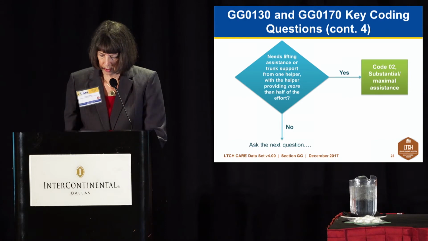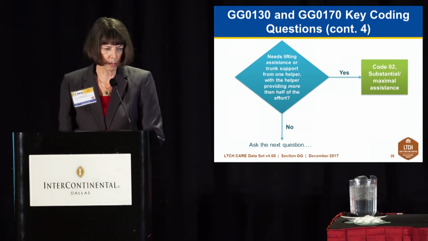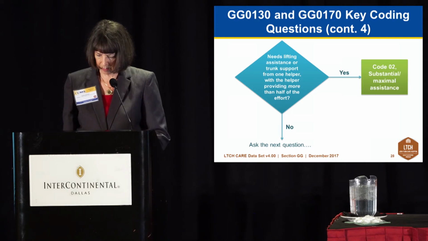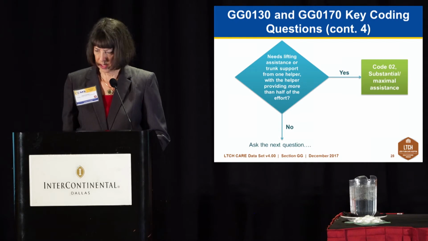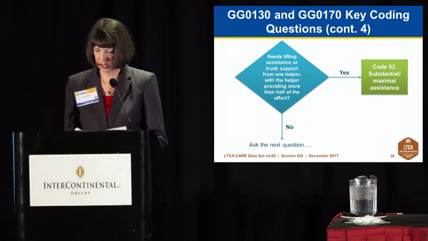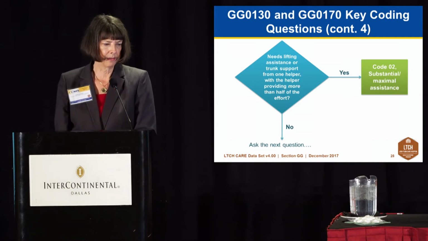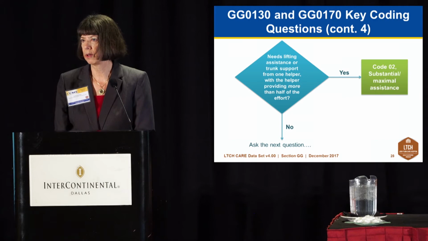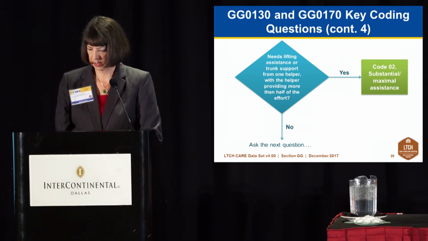Does the patient need lifting assistance or trunk support from one helper, with the helper providing more than half the effort? And again, the important distinction is more than half the effort. Again, you would consider all the tasks that are a part of that activity and then determine how much assistance is required from the helper. And if the answer is yes, you would code substantial or maximal assistance. If the answer is no, you would go on to the next question.